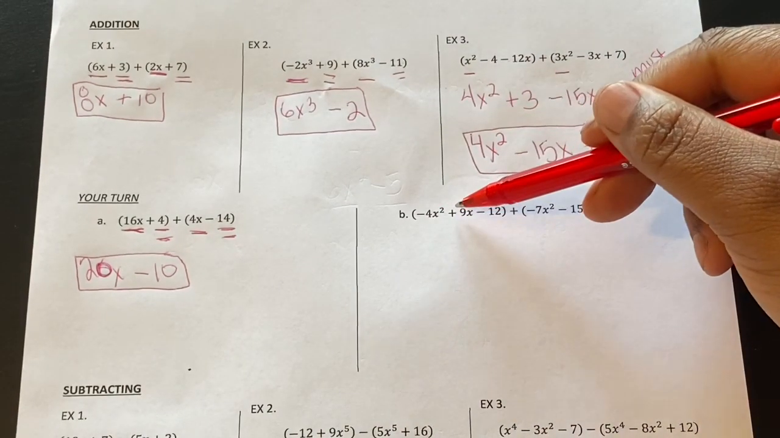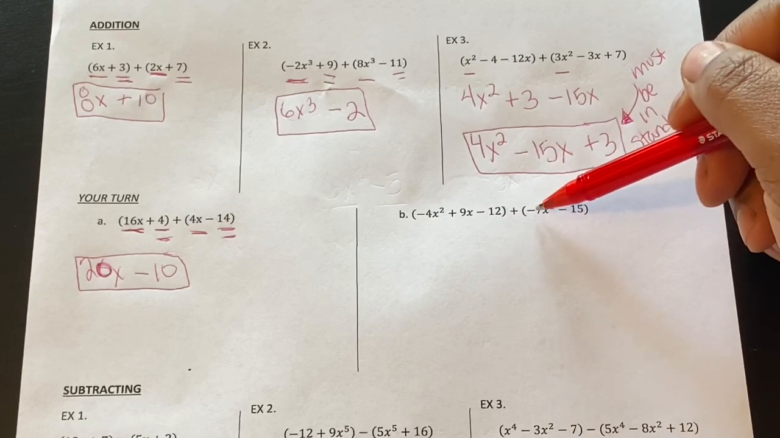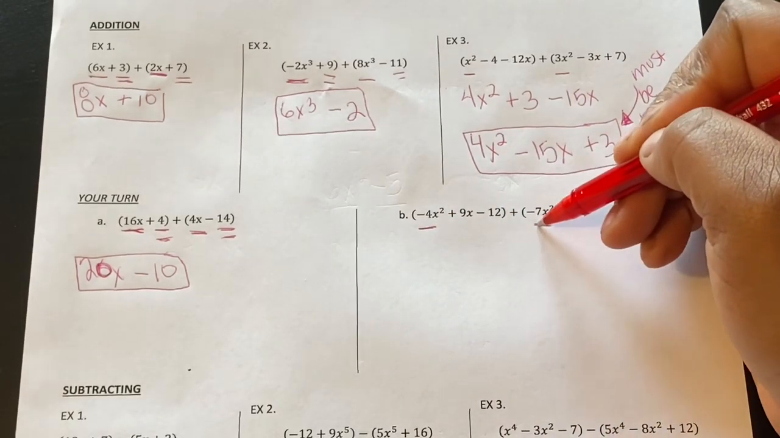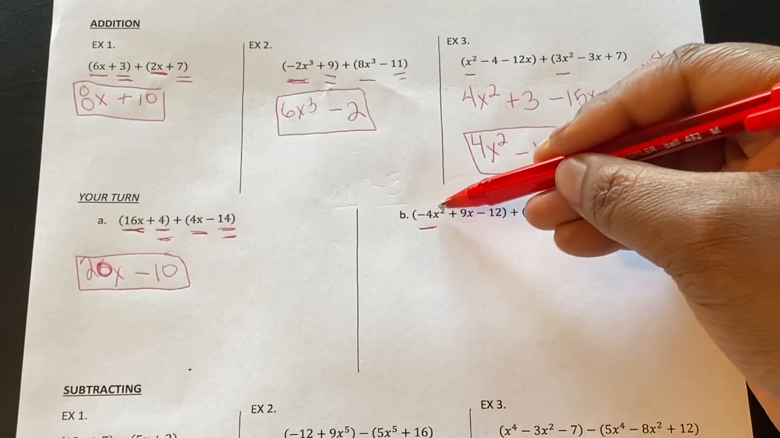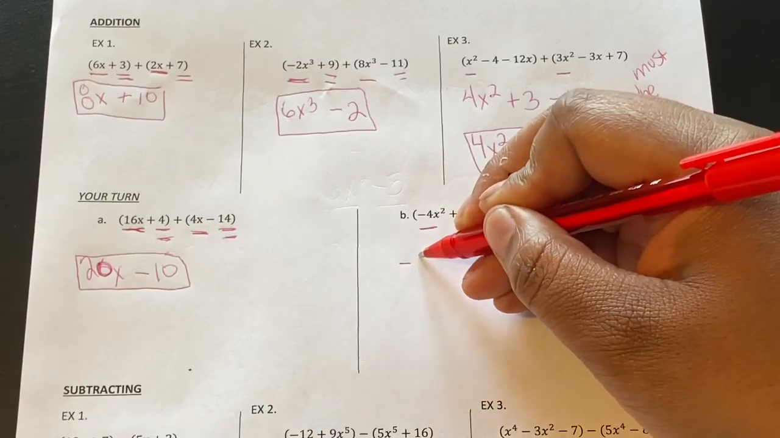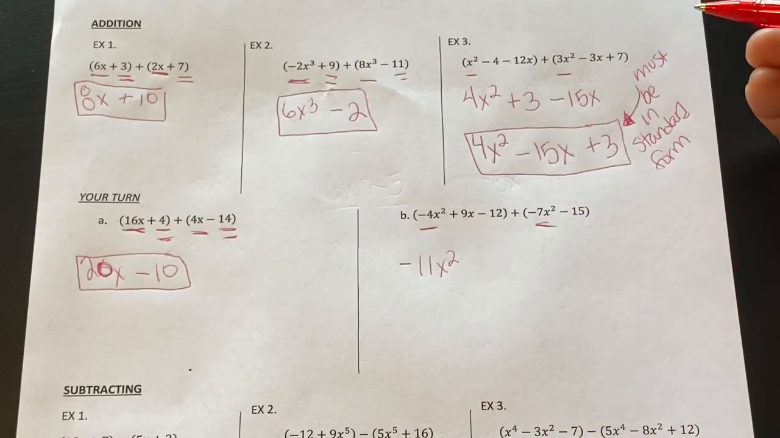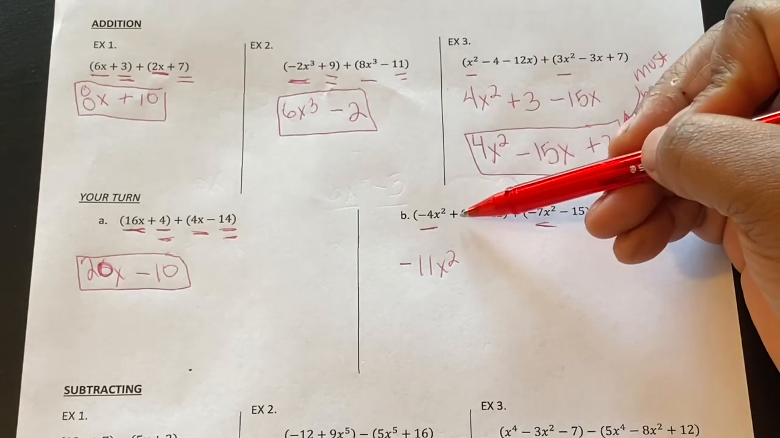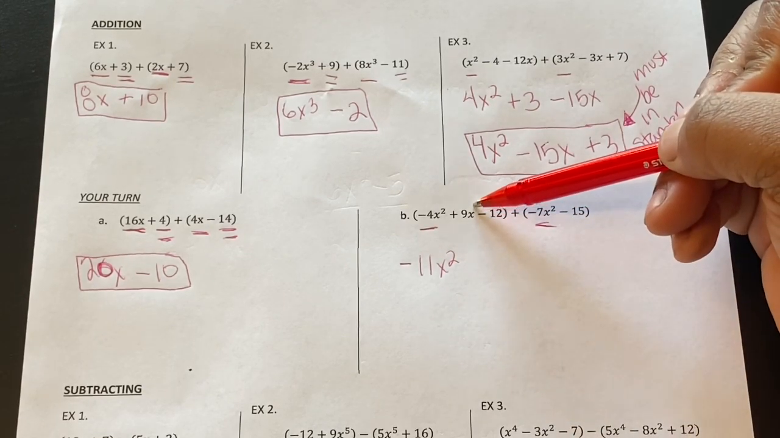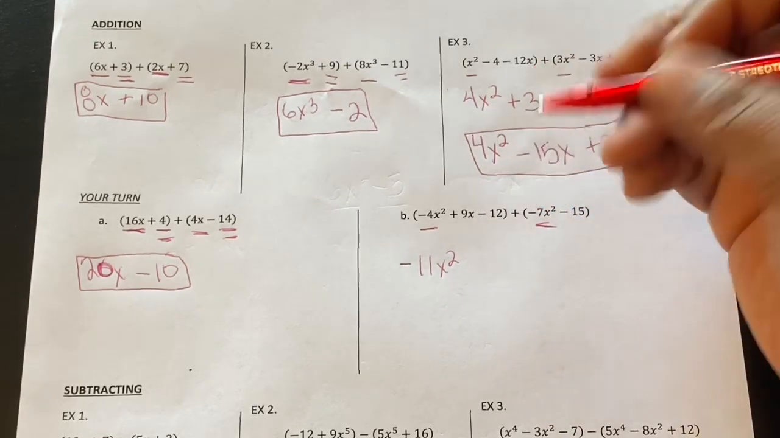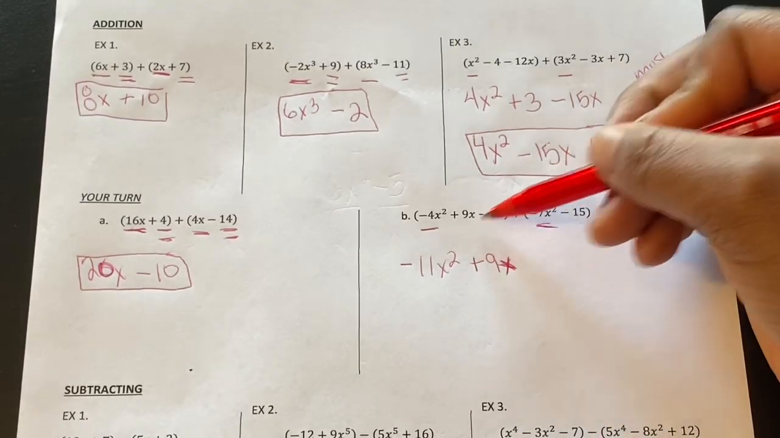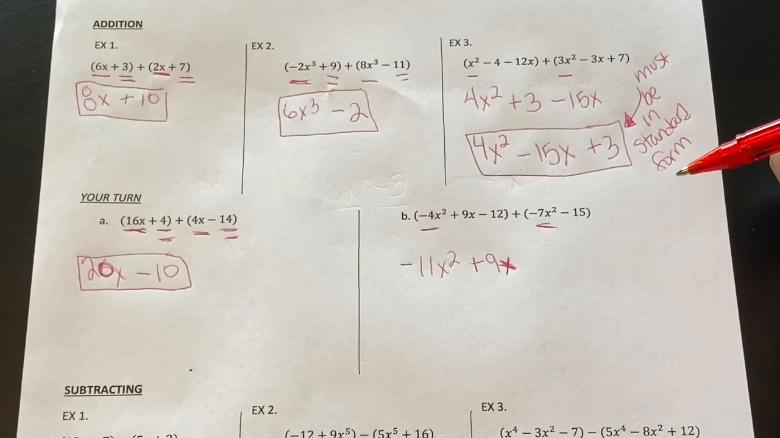Next up, I have negative 4x squared plus 9x minus 12 plus negative 7x squared minus 15. This negative 4x squared and this negative 7x squared are like terms. Negative 4x squared plus negative 7x squared is negative 11x squared. Okay, now I have positive 9x. Well, if you look over here, I don't have any x terms. I don't have any terms that have the same exponent as 9x. So I'm just going to write 9x down here in my answer because it does not have anything I can combine with it. So it stays in the answer.